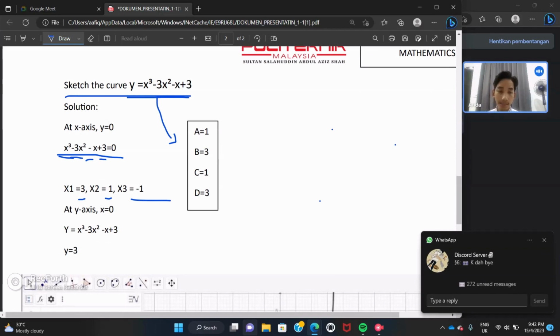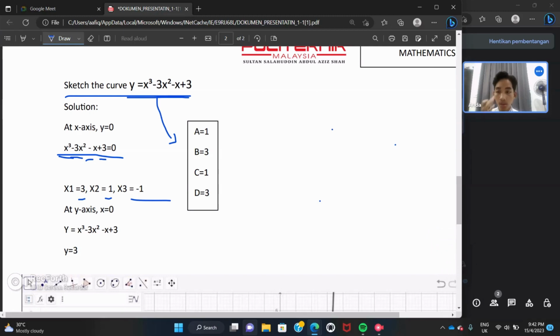For the second step, you need to find the y-axis intercept, where x equals 0. So just change this equation, x is 0. Every term that has x will become 0, but this 3 just stays 3 because there is no x beside the 3.